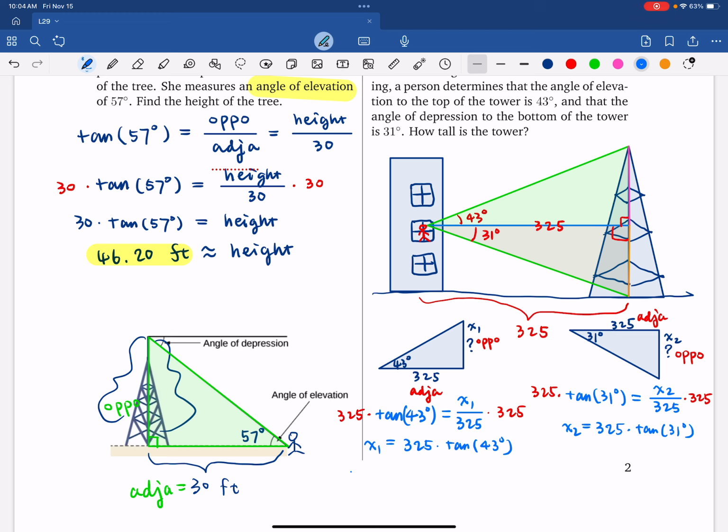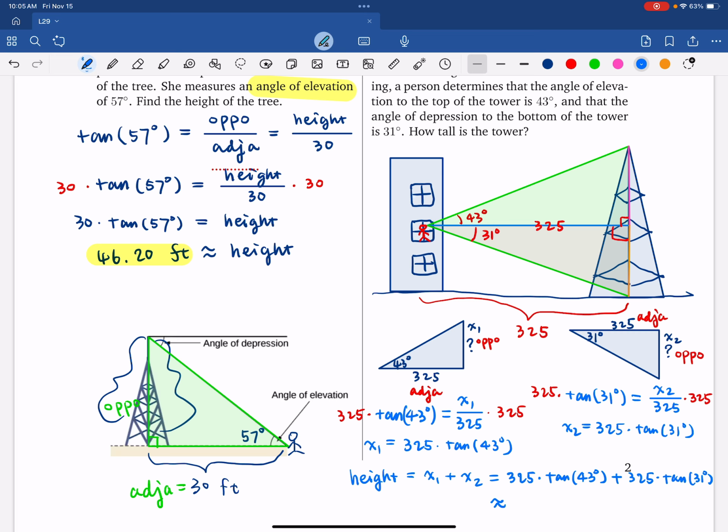To get the height of the radio tower, we add x1 and x2. You could calculate those two pieces separately and add them together, but I do recommend that you enter the whole thing into your calculator. Enter 325 times tangent of 43 degrees. Make sure that your setting is set to degrees. And then plus 325 times tangent of 31 degrees, and then you hit enter. That will give you a more accurate answer.